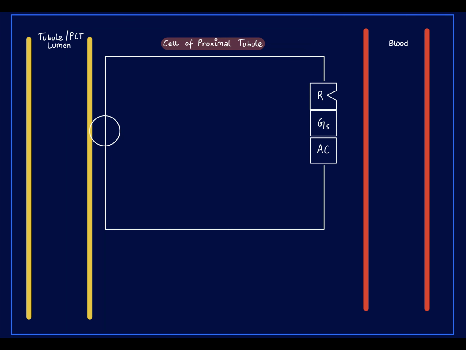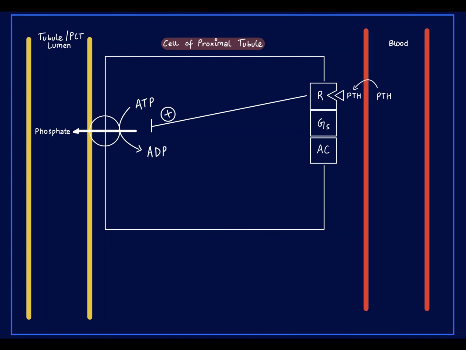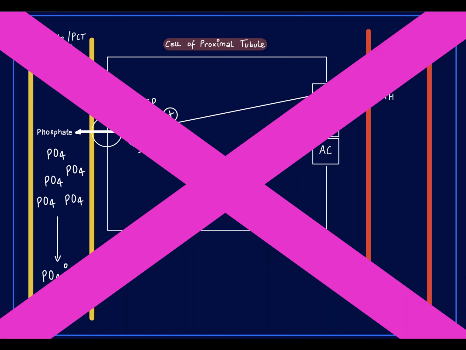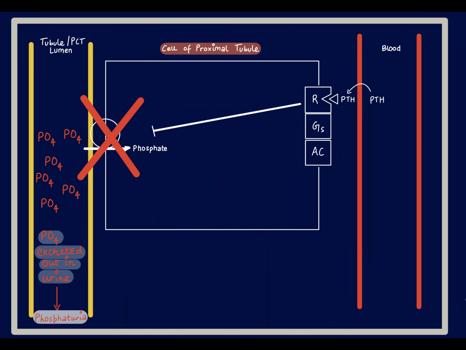This statement that PTH causes excretion of phosphate gives us a false feeling as if tubules actively secrete out phosphate via pumps into the lumen. But as you can see, this is wrong. What PTH actually does is it prevents the reabsorption of phosphate and thus causes phosphate excretion or phosphaturia. So in this video, we will also clear out this myth.